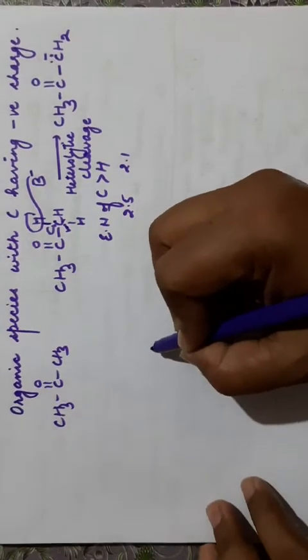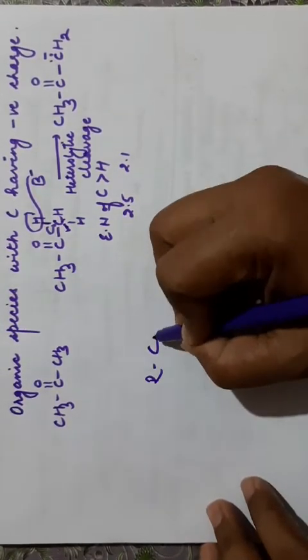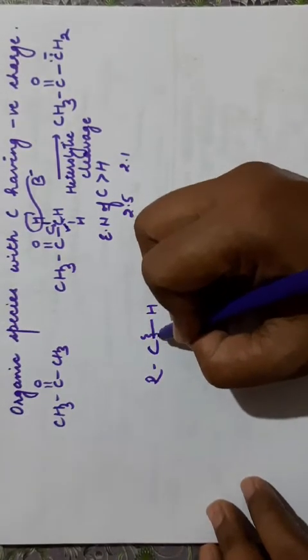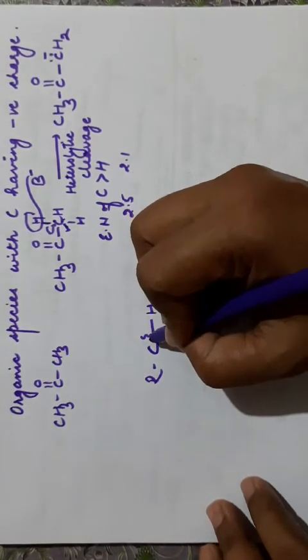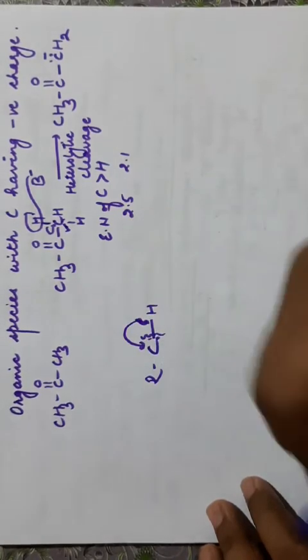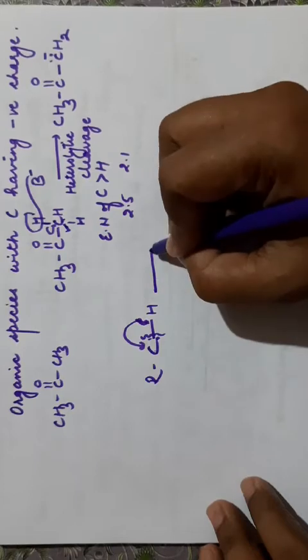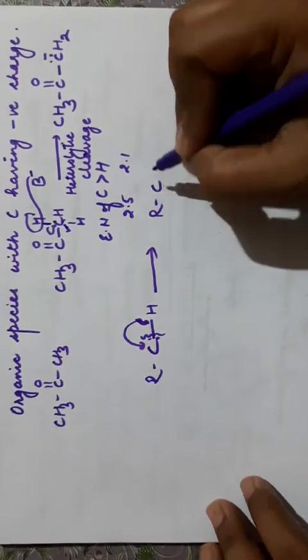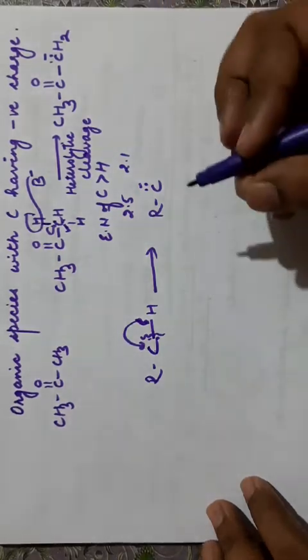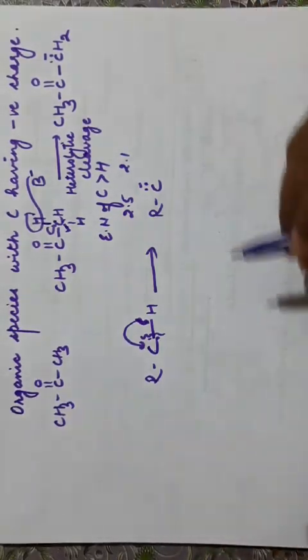So in general we can say we have this group R-CH. Heterolytic cleavage will take place. Heterolytic cleavage means both the bond pair will go with the carbon atom, and this electron pair will go with carbon and hydrogen will be removed. So we will get R, C, negative charge, and H plus will be removed. So in this way the carbanion is formed.